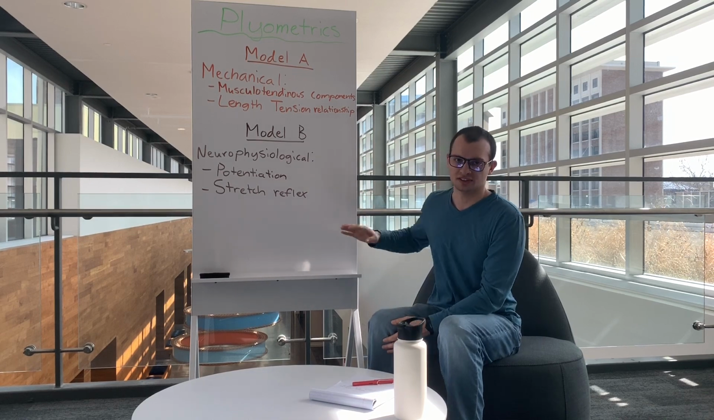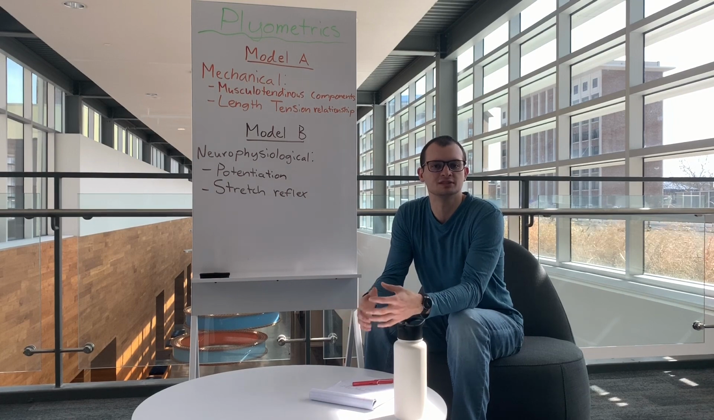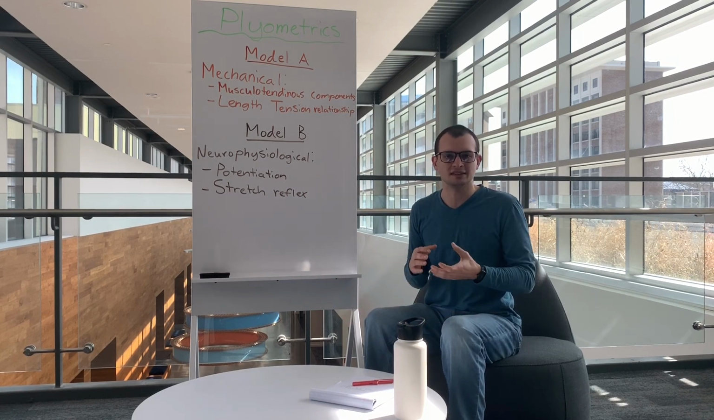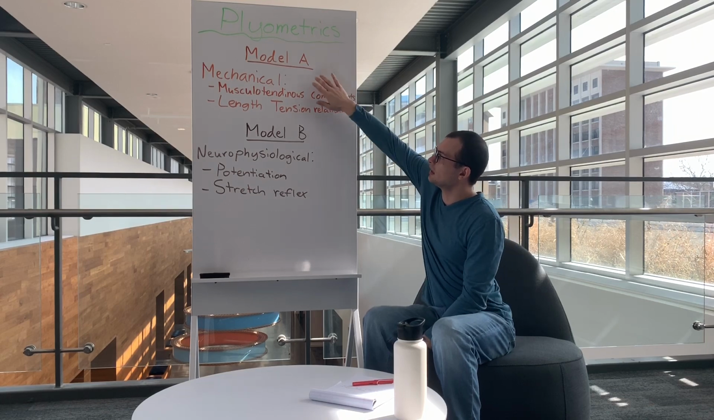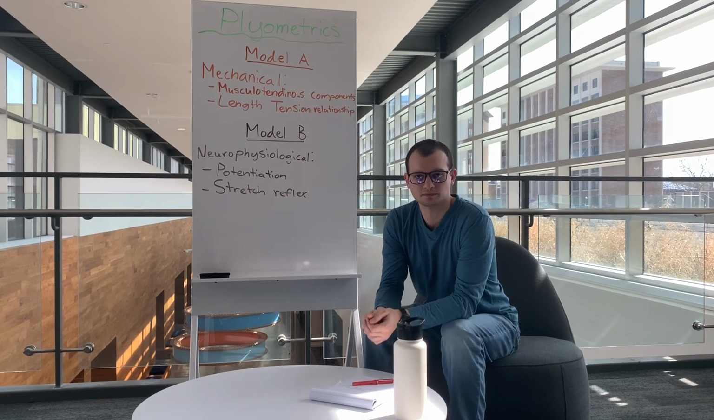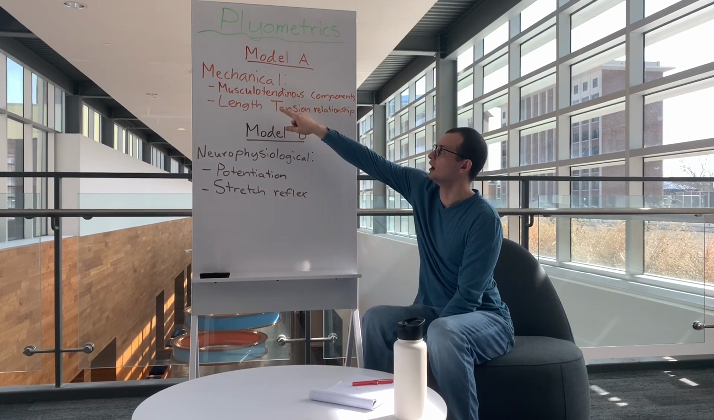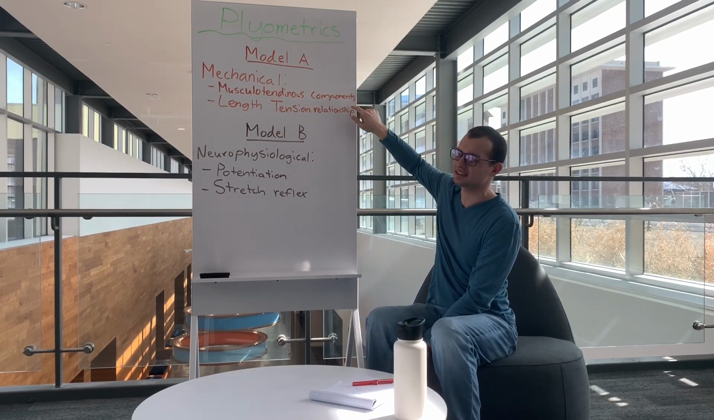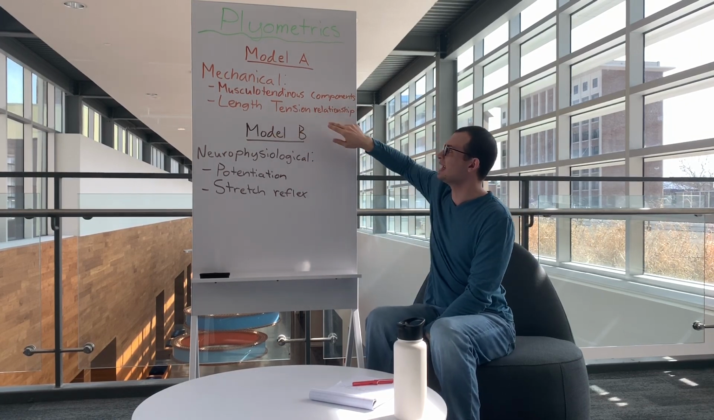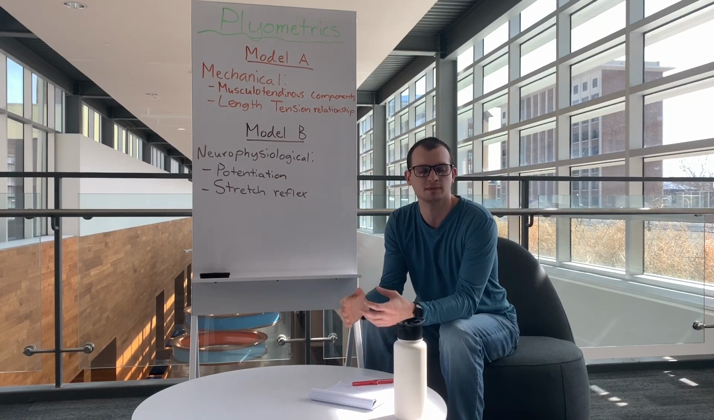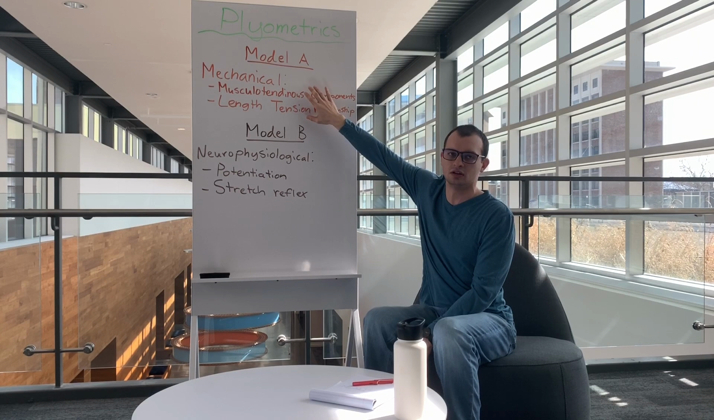Well, we have two models. And if we remember when we talked about models, we said they were oversimplifications, but they help us understand what exactly is going on. So we have model A and model B. Model A is what we call our mechanical model, and it has two components built within it. We have the musculotendinous components and how they interrelate to increase power output, as well as the length-tension relationship and how that explains why we can produce more force from that. So both of these are mechanical.